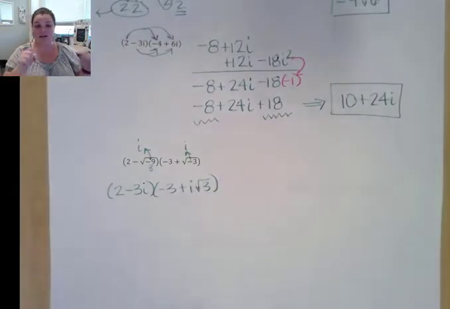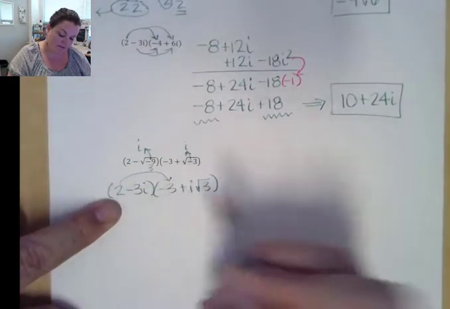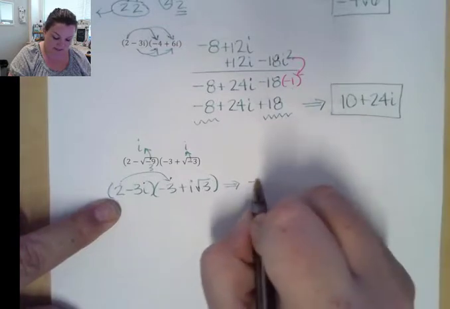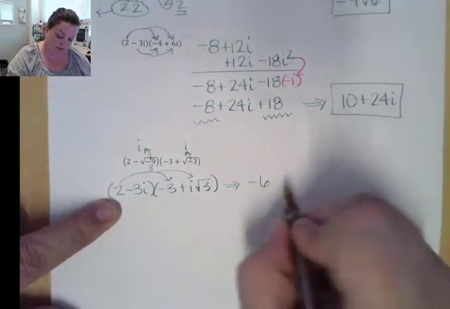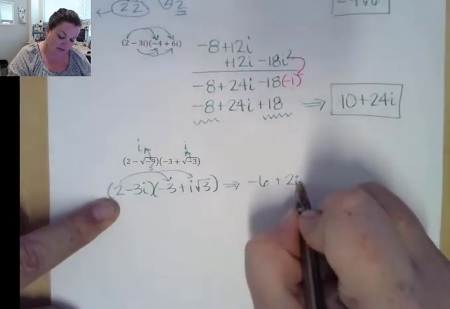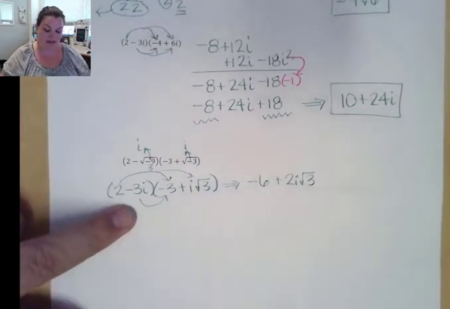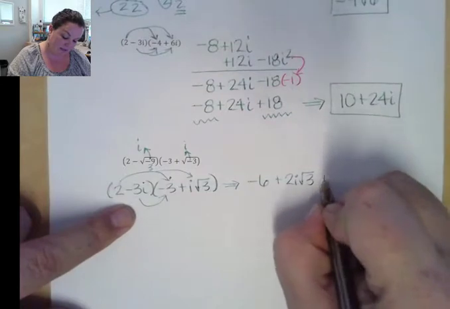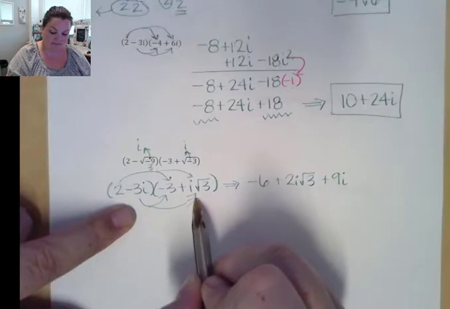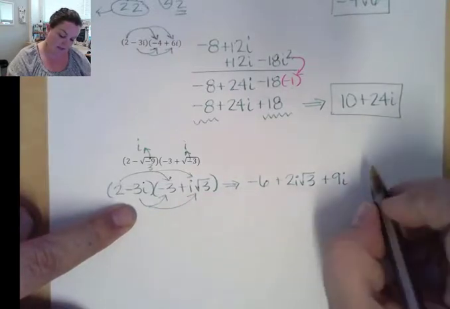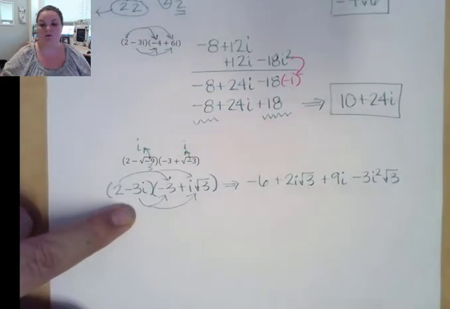And now I can go ahead and start distributing, right? So when I distribute the 2, 2 times -3 gives me -6. 2 times i square root of 3 becomes a positive 2i square root of 3, right? And then I distribute this bottom one. -3i times -3 gives me a positive 9i. And then -3i times i square root of 3 gives me a -3i squared square root of 3.